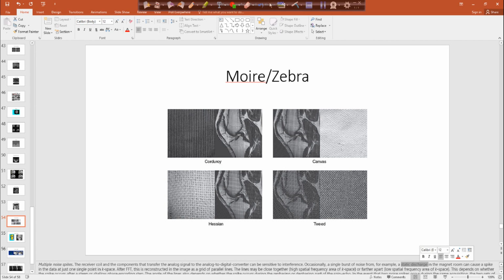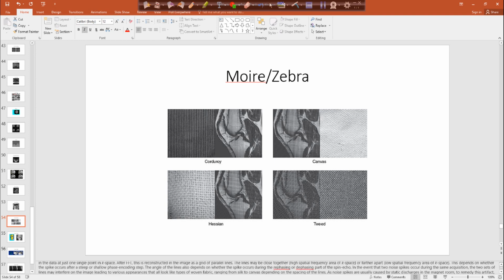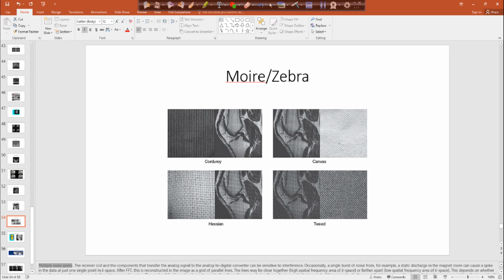So once again, if we induce a voltage in the patient, it can cause these corduroy, canvas, tweed artifacts, all these different fabrics. If you see these fabrics, it's really what we call multiple noise spikes. It's kind of an issue with the receiver coil and the analog to digital converter. So these ones we really can't compensate for.